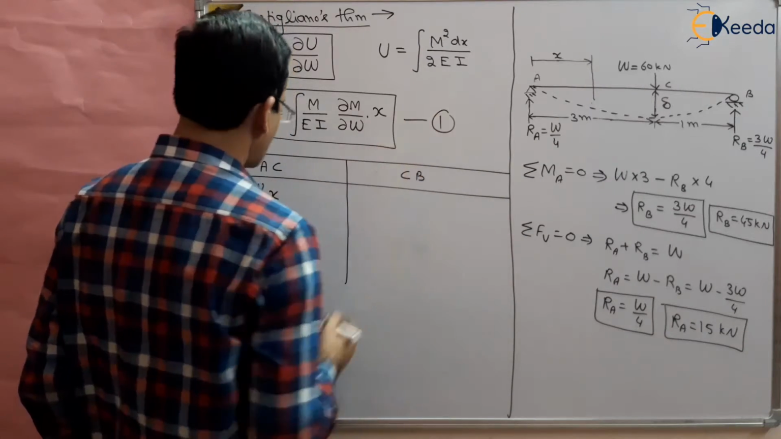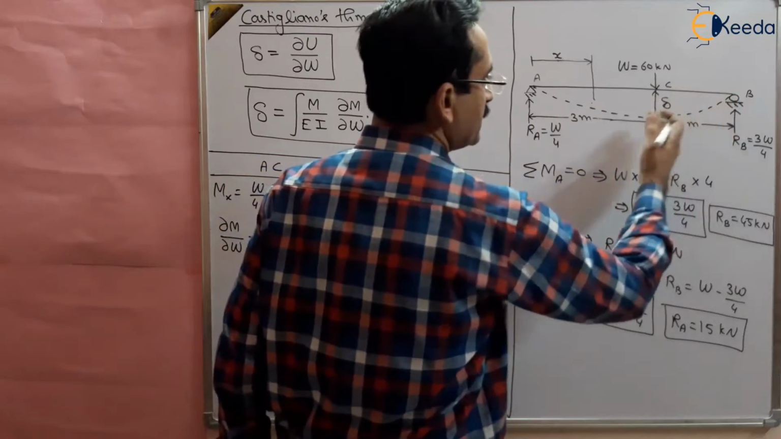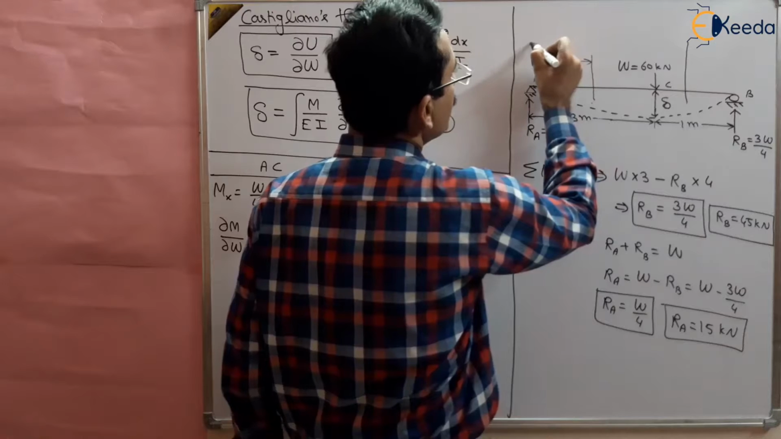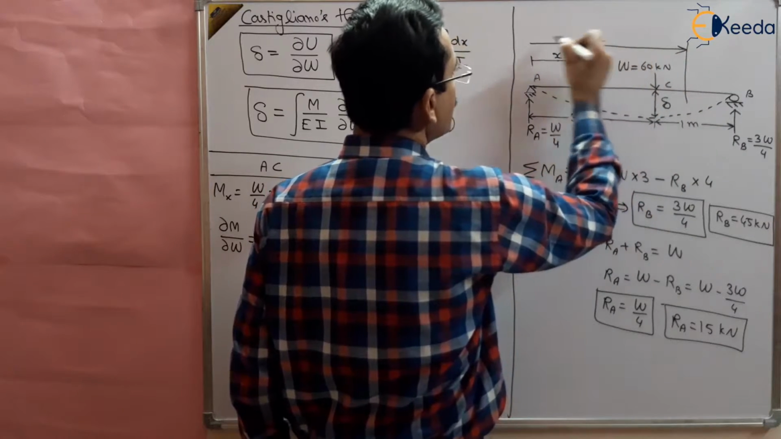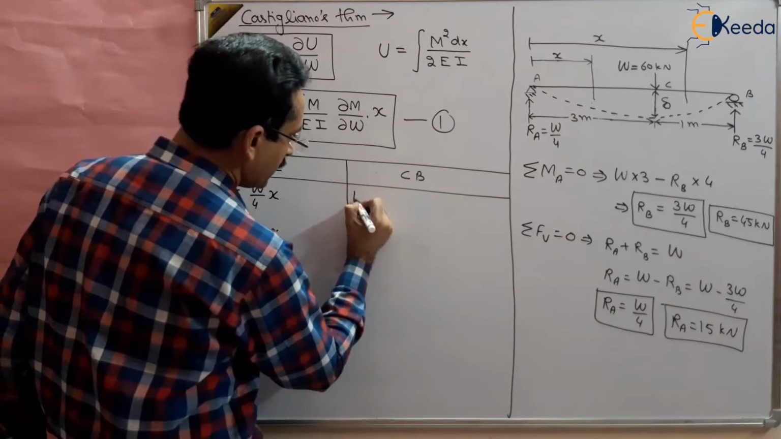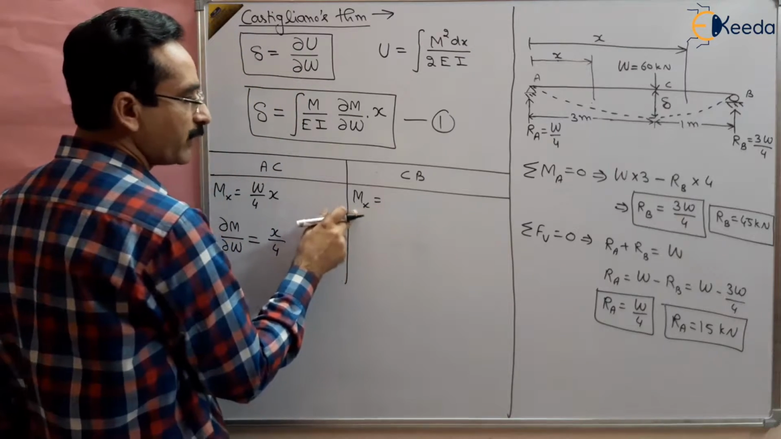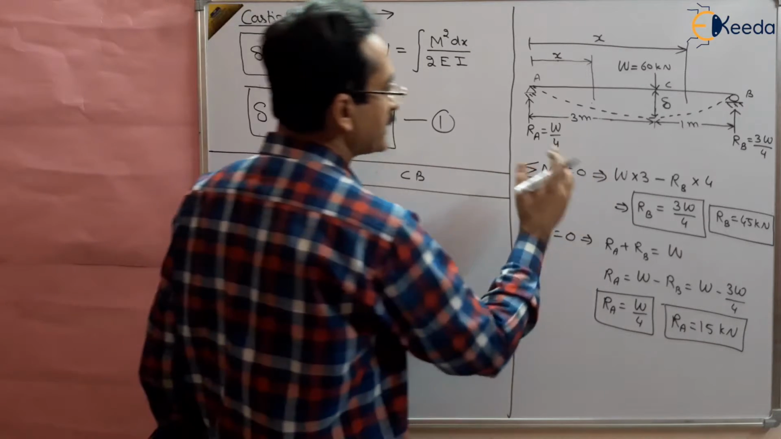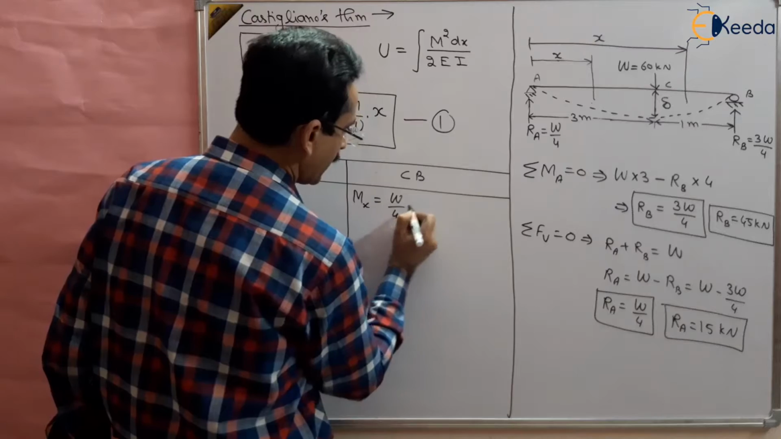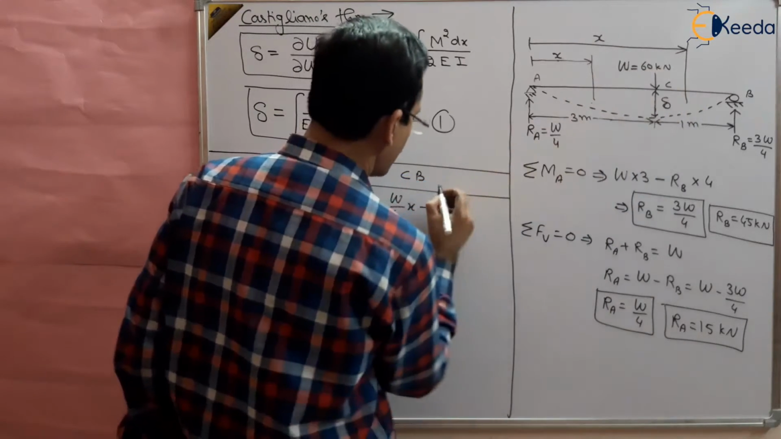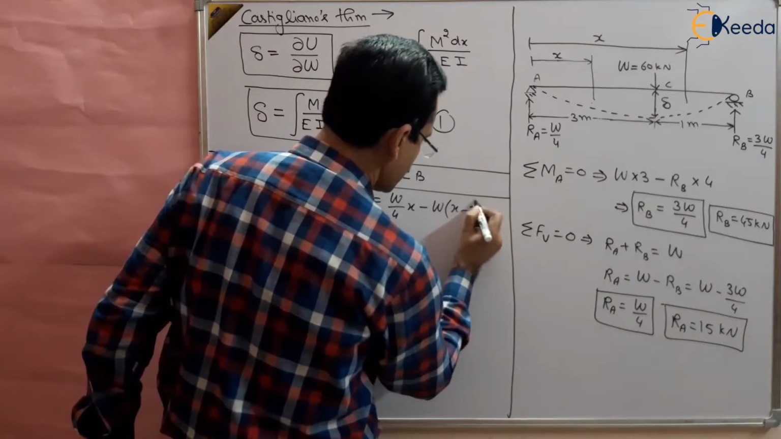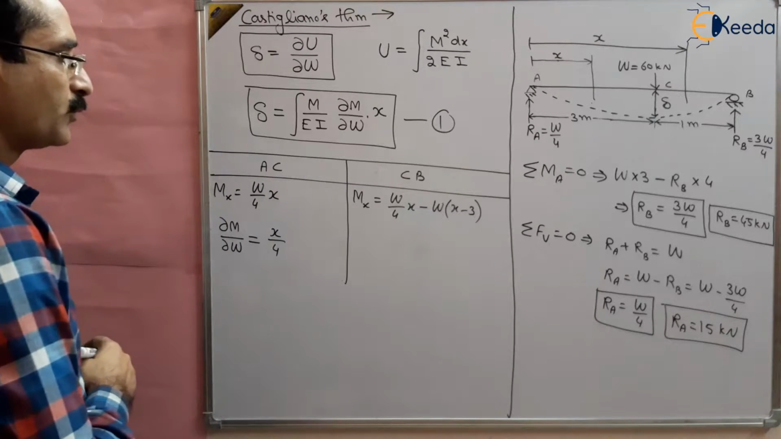Suppose this is equation number 1. Now for CB, this part of the beam, we have to take another section at a distance X from one of the ends. And what is the bending moment? So for CB, take a moment section X and find out the bending moment here. That will be the sum of all the moments. So moment of W by 4 and W. So W by 4 multiplied by X minus W multiplied by this distance, which is X minus 3.